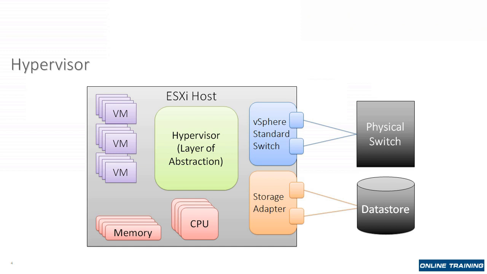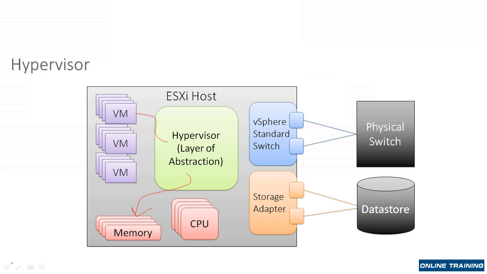And that's kind of like what a layer of abstraction does on the ESXi host. It creates this layer between the virtual machines and the physical hardware. And it gives us this management capability where we can intelligently divide up those resources. So for example, as a virtual machine is trying to access physical memory, it's going to access that memory through this hypervisor layer of abstraction.